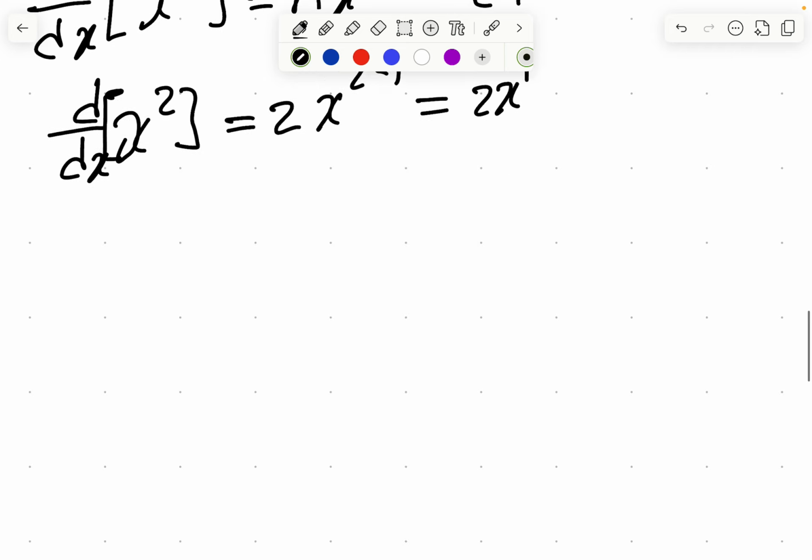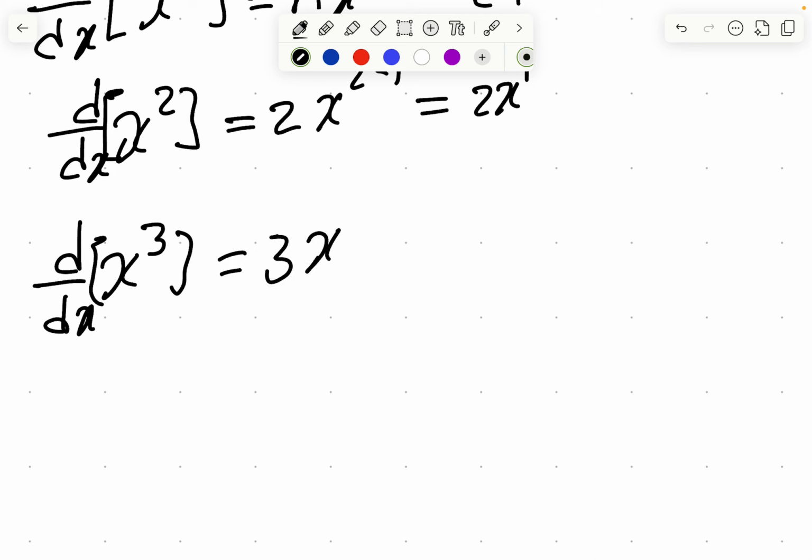Okay? Another example is when you have x cubed. You are going to use a power rule. Okay? You are going to say d over dx is equal to, you drop the n, then subtract 1 on the n, then your answer is going to be 3x squared.